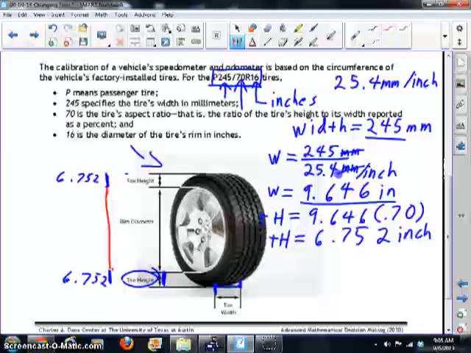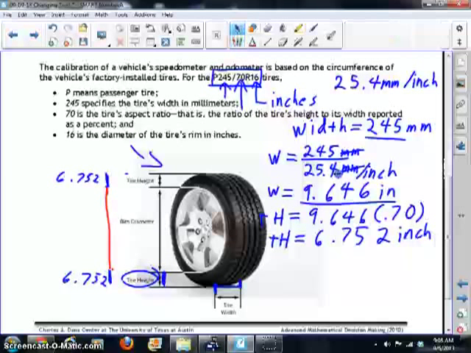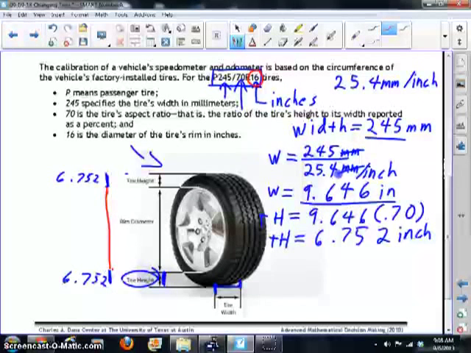We have this part right here. We have both this top and the bottom. But we don't have our rim diameter. Well, actually we do. That's given by this number 16. So that R stands for rim diameter 16. So we have that number right here. So we're simply going to add these three numbers together, and we will get our full tire height.